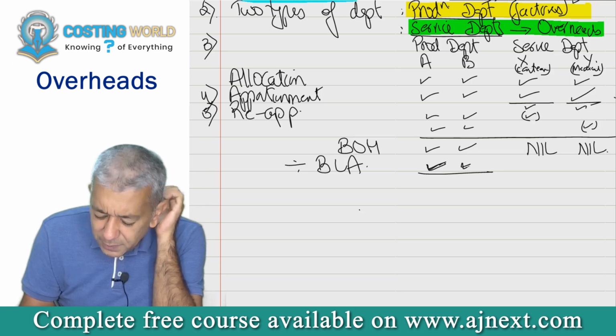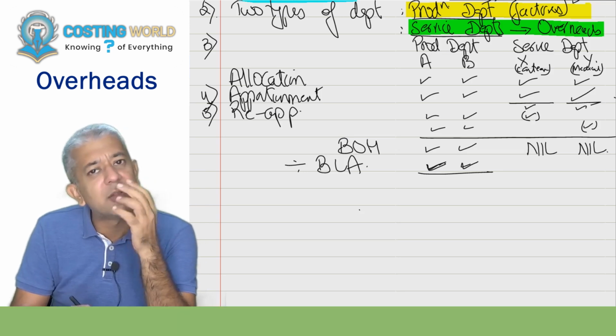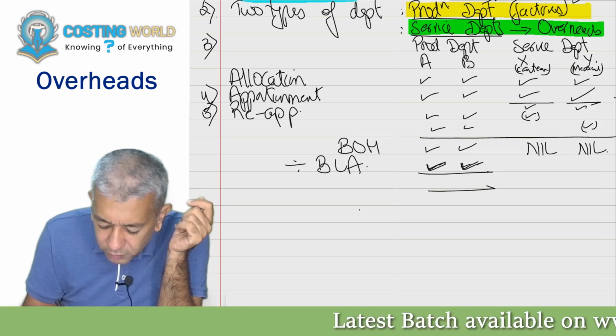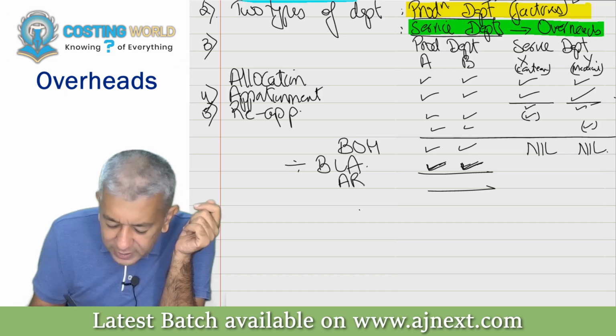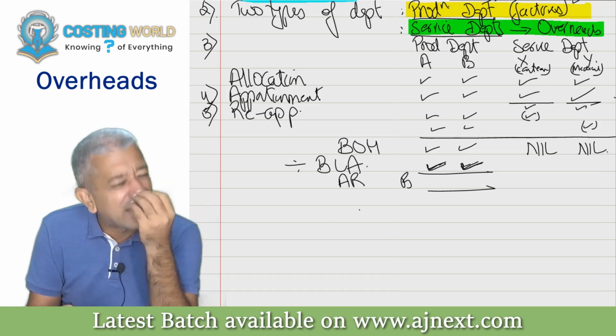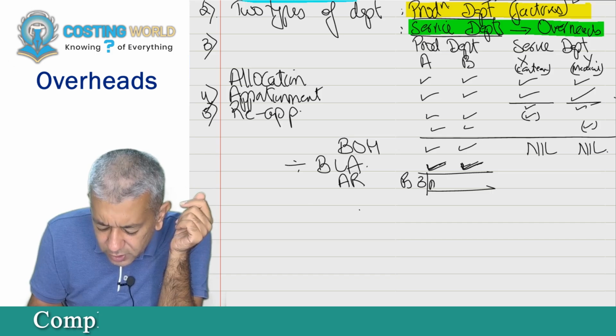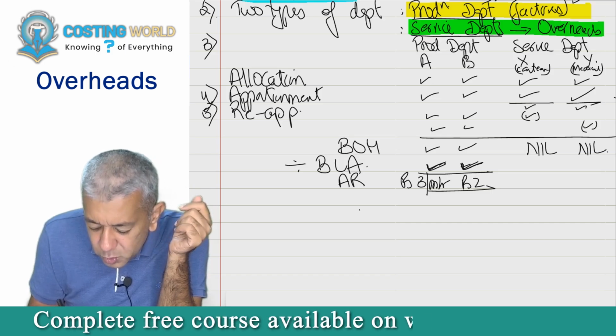I thought department B is mainly working with the help of workers. I'll follow the labor hour method. So therefore, I wrote over here the labor hours. The moment I did that, I came across the absorption rate. Any numbers I'm writing, say that the absorption rate is rupees 3 per machine hour, rupees 2 per labor hour.